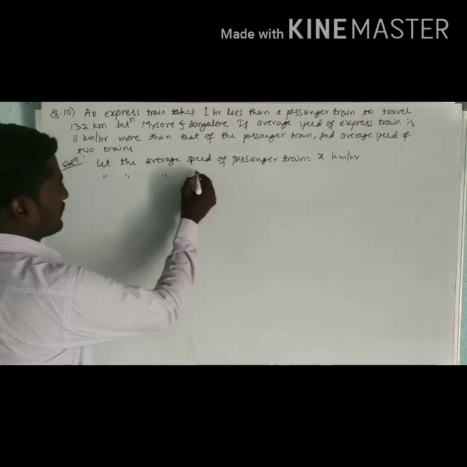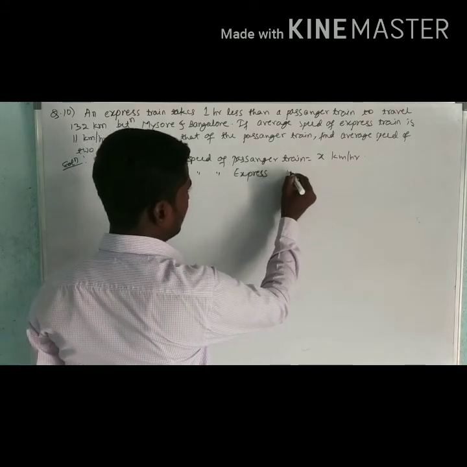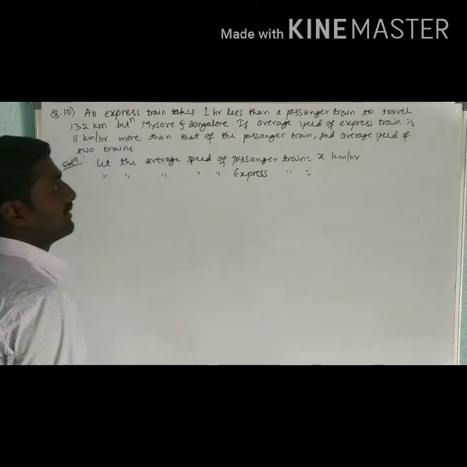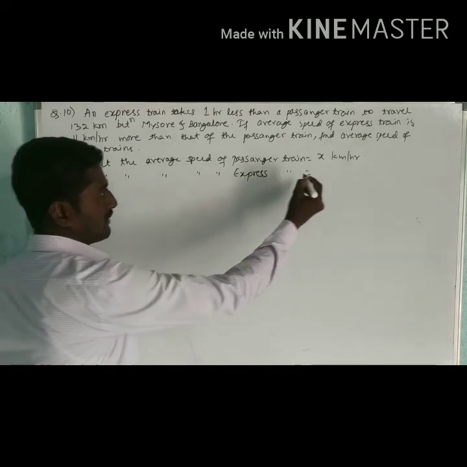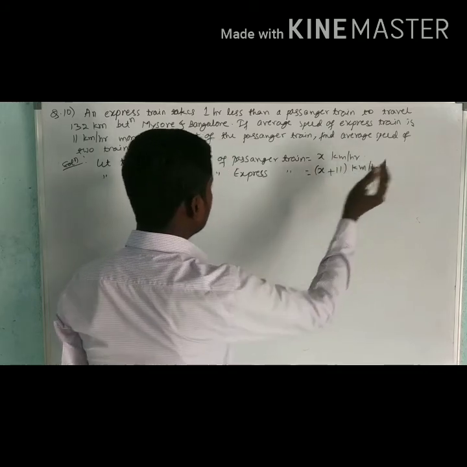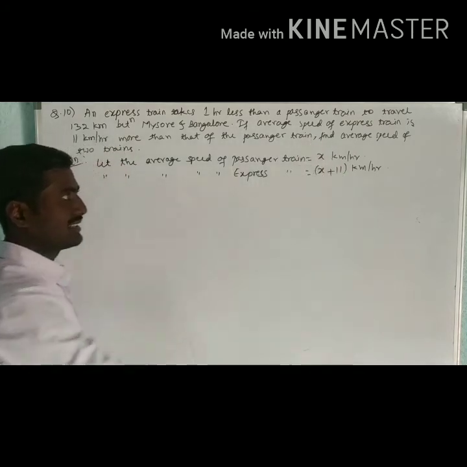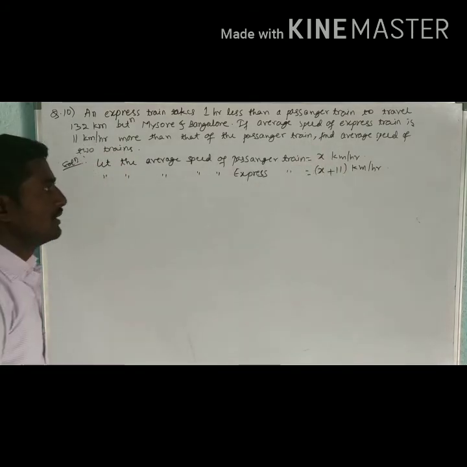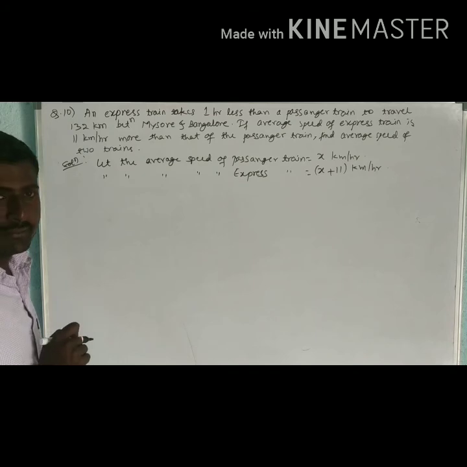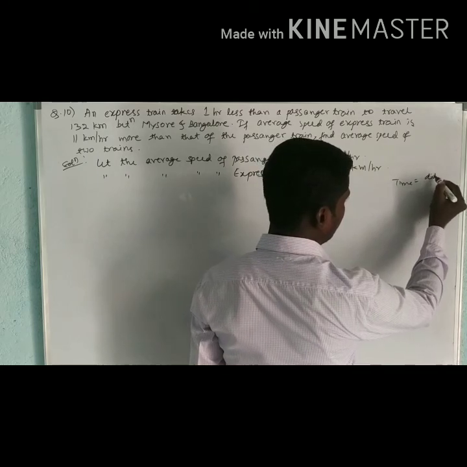Then let the average speed of express train be, this will be what? 11 km per hour more than the passenger train. So speed of this will be x plus 11 km per hour. Speed of the express train is 11 km more than that of the passenger train. Now we know the formula, speed equal to distance divided by time. That I can write as time is equal to distance divided by speed.